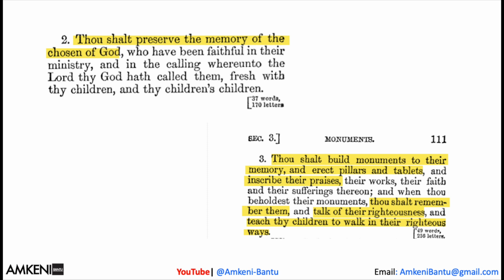So this is the time to remember to do this, so that our next generation and the one after will have a record set in stone, literally. You shall remember. Okay, let me keep reading here. You inscribe their praises, their works, their faith, and their sufferings thereon. And when you behold their monuments, you shall remember them and talk of their righteousness. We're being told, talk of their righteousness and teach your children to walk in the righteous ways of those whose memories you're preserving.